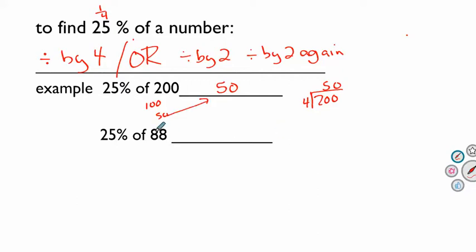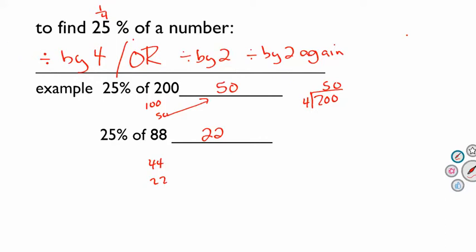Next one, divide 88 by 4. In this case, this one would be easier: 8 divided by 4 is 2. Or I can divide by 2 again. 88 divided by 2 is 44. Take half again, that would be 22. Either way works, whichever one is easiest for you.